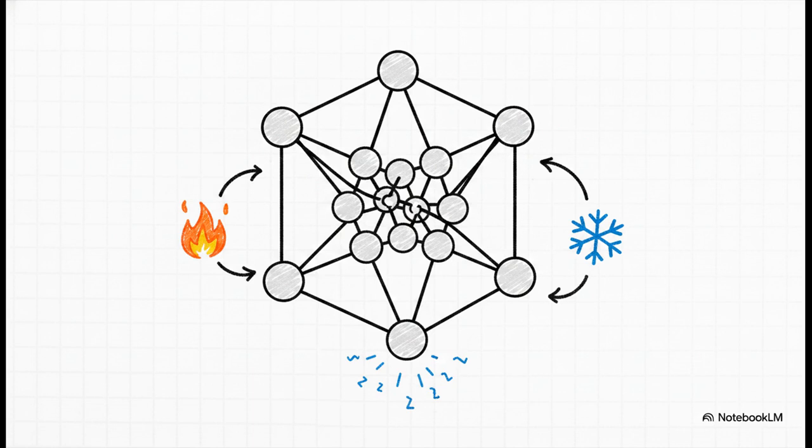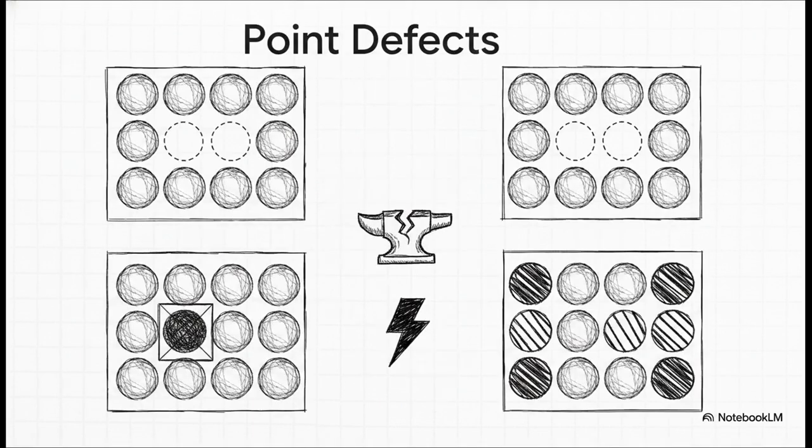Everyday processes like heating, cooling, or even exposure to high-energy radiation like X-rays are always going to introduce tiny flaws that completely disrupt that pristine geometric lattice we just spent so much time on. These defects can happen right on a microscopic scale, which we call point defects.